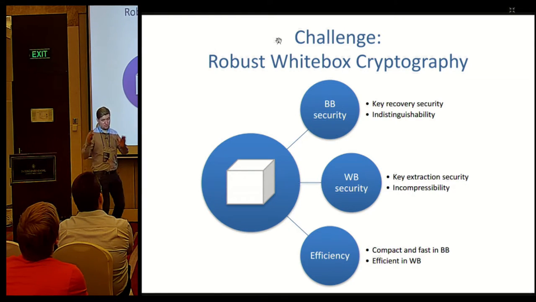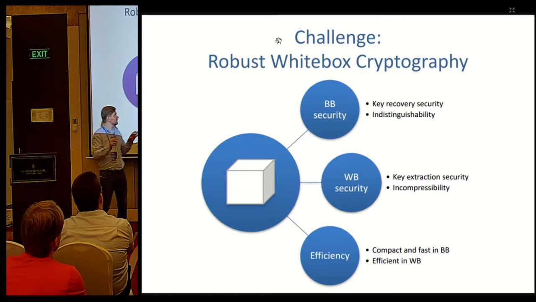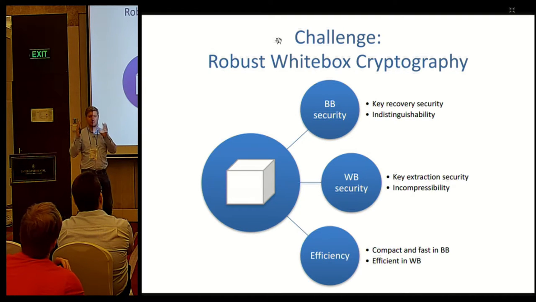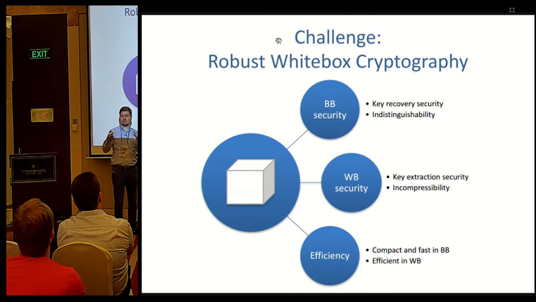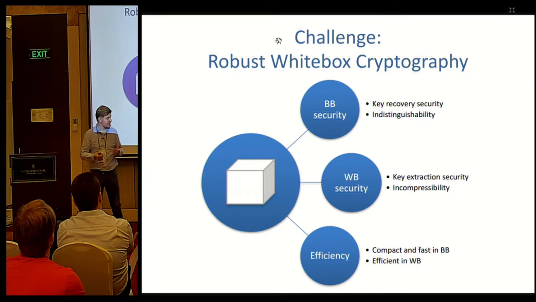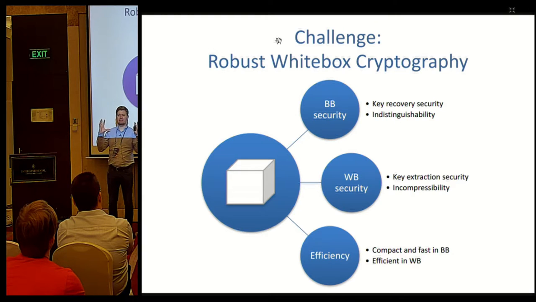So you remember we have the black box implementation and the white box implementation, which are not necessarily the same. In the black box implementation, we deal just with the standard security, where we want key recovery and indistinguishability from a random permutation. So let's say it's a block cipher. And then in the white box setting, we want key extraction security, such that we cannot extract the original cipher key. And we want some kind of incompressibility. I will go back to that. But the intuition is that you have some code, and you have to extract this code in its entirety to be able to replicate the exact functionality.